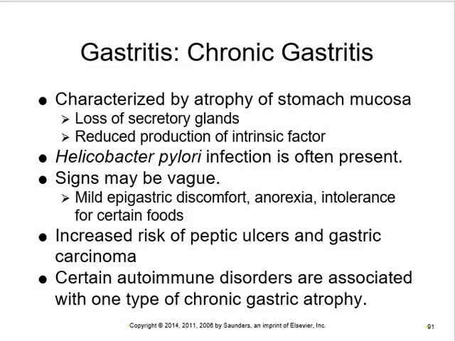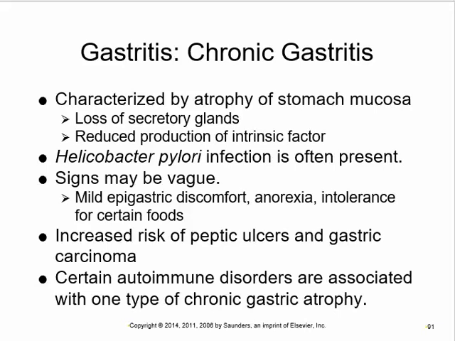So if this happens long enough, we can start to get histological changes, and then it becomes chronic gastritis. So there's atrophy of the mucosa, you lose the secretory glands. A real problem is that you don't produce enough intrinsic factor. Intrinsic factor is necessary for absorption of B12, so anemia can follow.